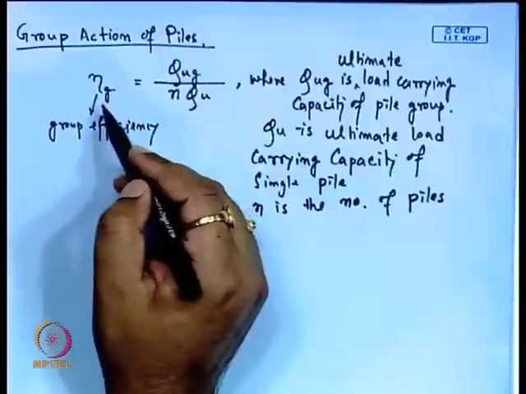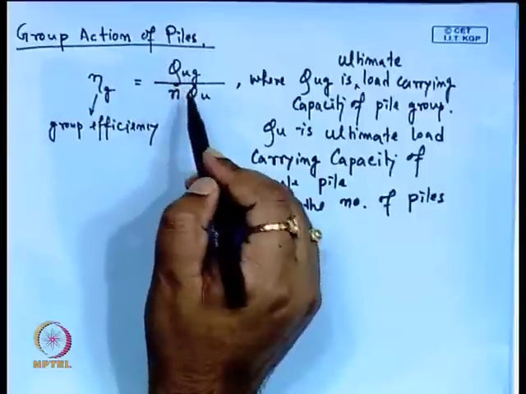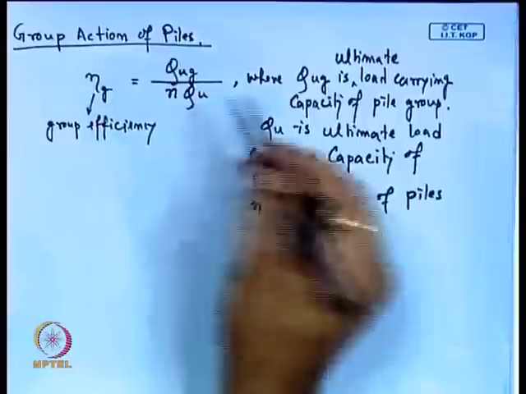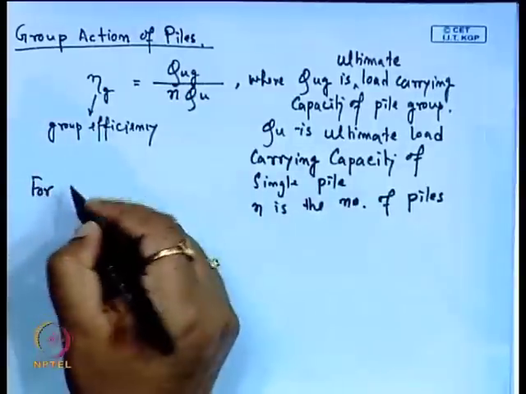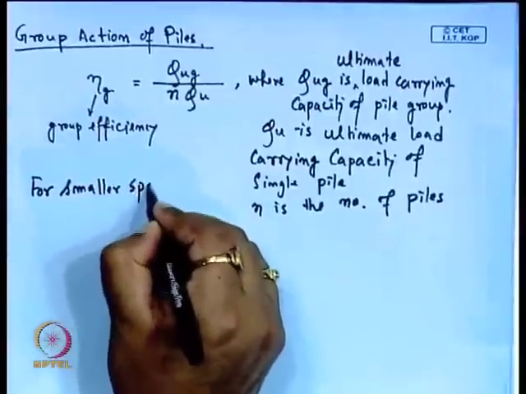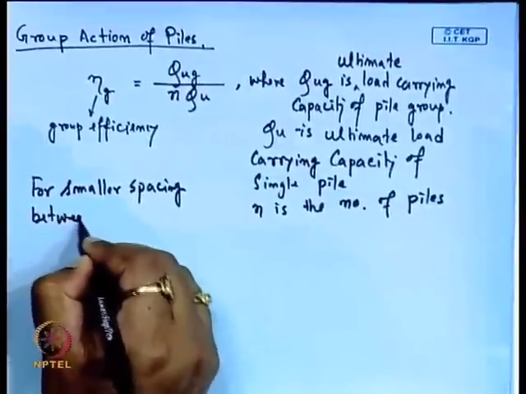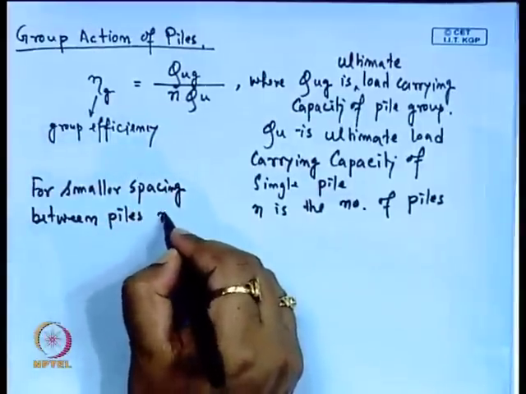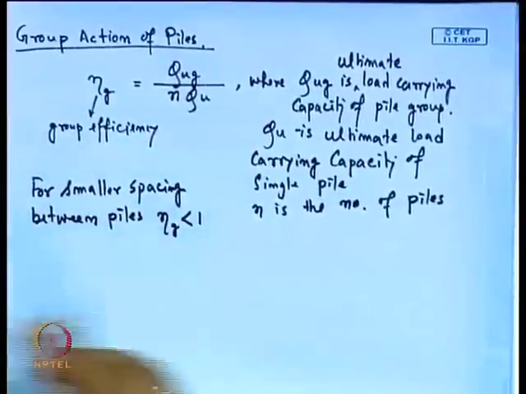So, to get this group efficiency, you have to calculate the ultimate load carrying capacity of the piles in the group, considering the piles as a whole, and then the Q_U of the single piles. Now, for smaller spacing between piles, generally the group efficiency is less than 1, or less than 100%.